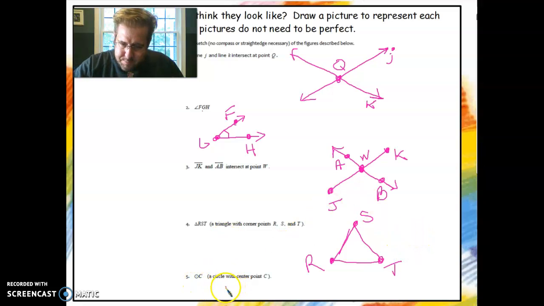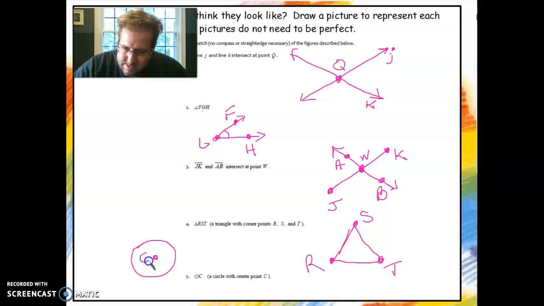And then last but not least, we have a circle with center C. Now it did say don't worry about if it's perfect or not. I'm going to draw to the best of my ability what looks to be a circle, and then I'm going to put a center C right there. And then these are all the points that are equal distance. And you can make the circle obviously as big as you want, as long as the entire part of the circle is the same distance away from the center.